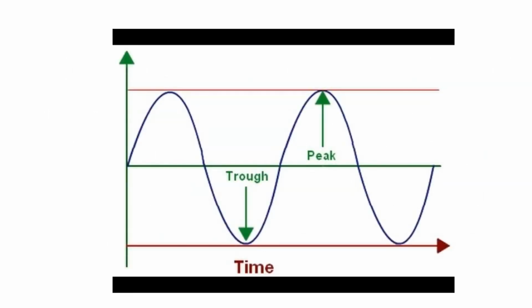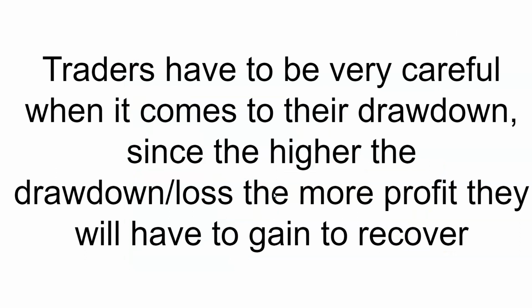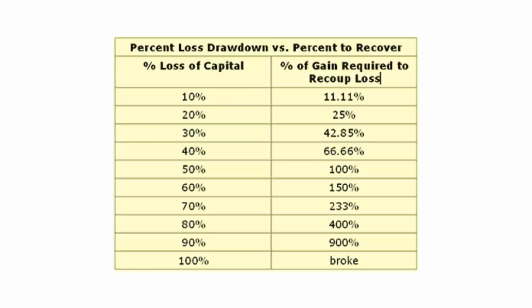So here is an image of that as well. As you can see, the trade actually went up to a high point here. It suffered some drawdown through the trough period, and it was able to recover and gain the peak again. So this period of time here versus the peak is actually how you calculate the drawdown. Now, traders have to be very careful when it comes to their drawdown, since the higher the drawdown or loss is, the more profit they will have to gain to recover.